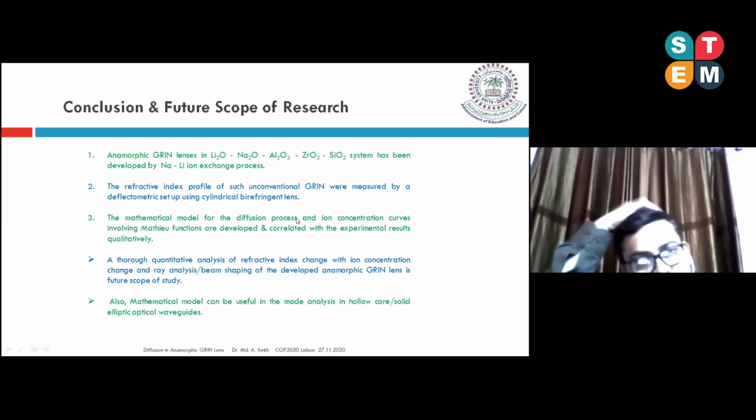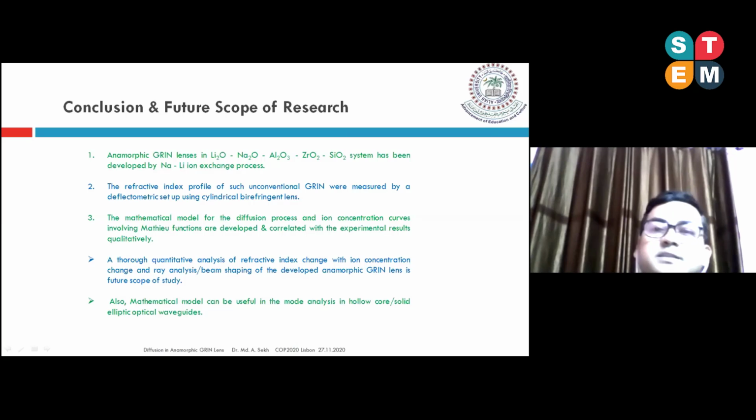So in conclusion, we can say that the anamorphic graded index lens in this system has been developed for the sodium and lithium ion exchange process, and the refractive index profile of such unconventional graded index lenses was measured by a reflectometric arrangement with the help of a cylindrical birectilinear lens, and the mathematical model for the diffusion process and ion exchange curves involving functions was developed and correlated with the experimental data. And this is basically the future scope. A thorough quantitative analysis of the refractive index change with the ion exchange change, and ray analysis or beam splitting of the developed anamorphic graded index lens, is future scope of study.